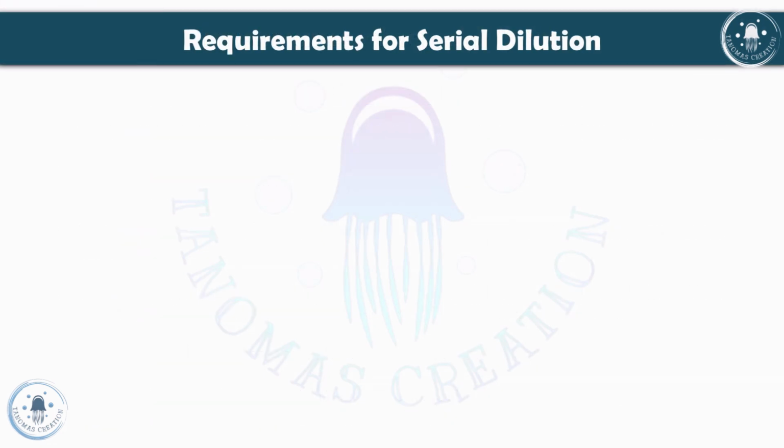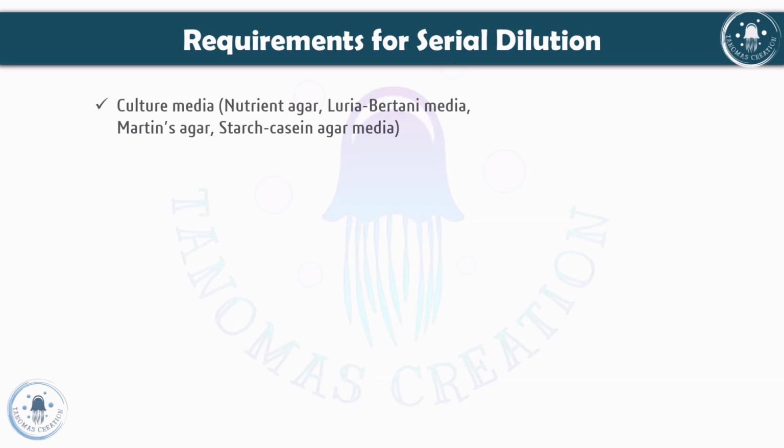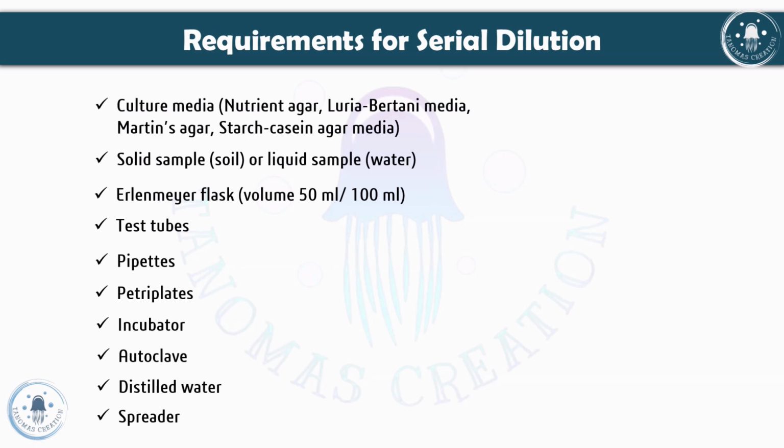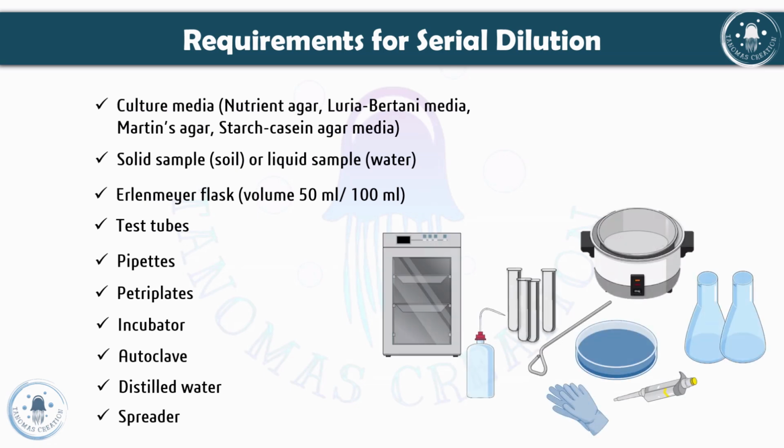Now, coming to the requirements needed for serial dilution. First we need a culture media. It may be nutrient agar, Luria-Bertani media, whichever media you want to take. Second is the sample. You can take either a solid sample like soil or a liquid sample like water. We need a flask, usually 50 ml or 100 ml, test tubes, pipettes, petri plates, incubator, autoclave, distilled water, and spreader. Okay. Besides this, you also need gloves. It's better to use gloves when you're doing microbial work. Okay. So these are the requirements.